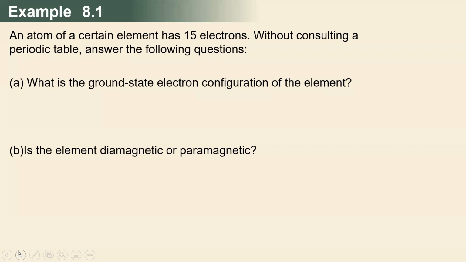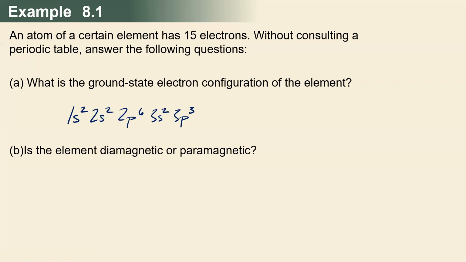All right. So if we have an atom with 15 electrons, without looking at the periodic table, we should be able to figure out the ground state electron configuration of the element. Well, 15 electrons, we can just add up. 1s2, 2s2, 2p6, that's 10. 3s2, that's 12. I've just got 3 more, 3p3.